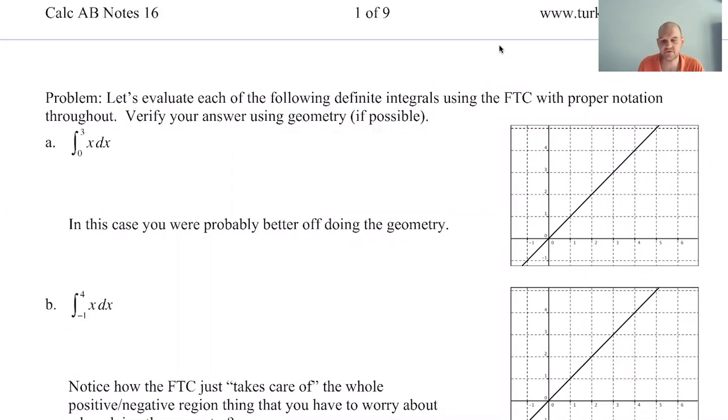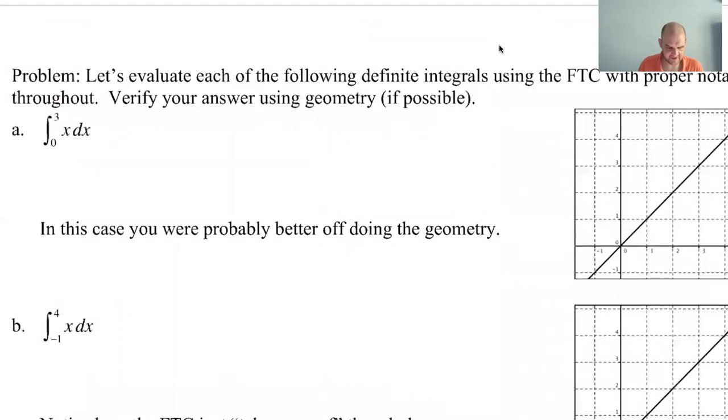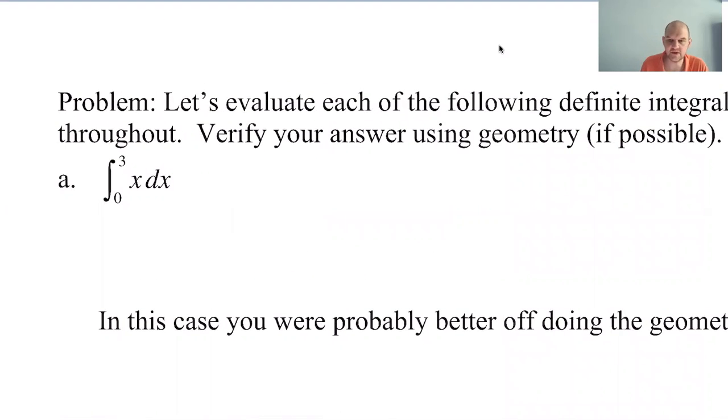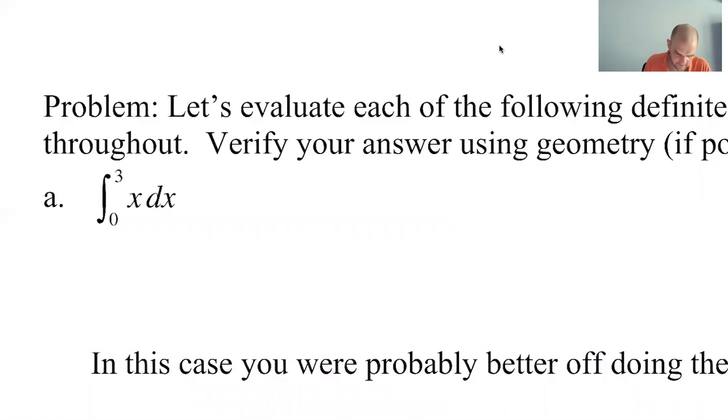It's not always possible to do geometry. It's also sometimes really challenging to do the fundamental theorem. So don't get the impression that one is necessarily better than the other, although the fundamental theorem is probably definitely better. All right, so first, I need an antiderivative, 1/2 x squared.